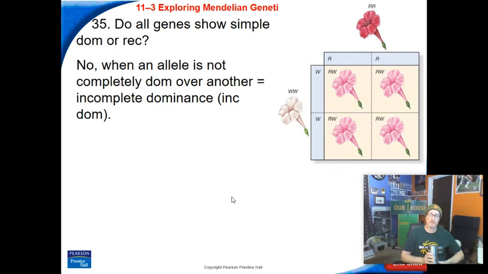Incomplete dominance basically means that dominance or recessiveness is incomplete. You don't actually see the dominant or the recessive trait. This is a blend, okay? So in the case of, I think these are called 4 o'clock flowers, when you have a white flower and a red flower crossed, you get a blend. You get an intermediate, which means somewhere in between.